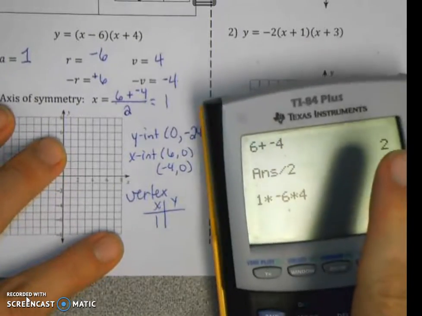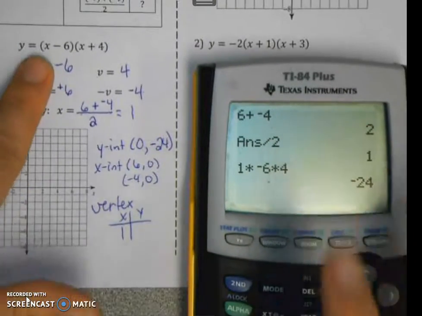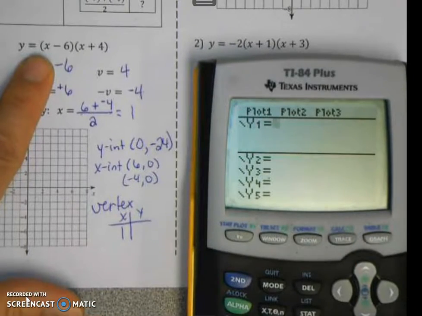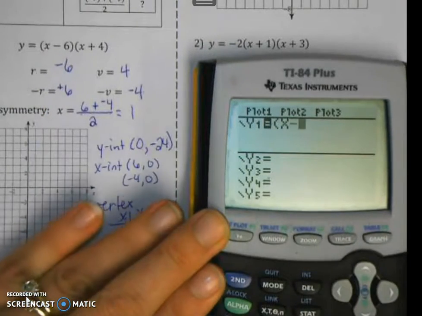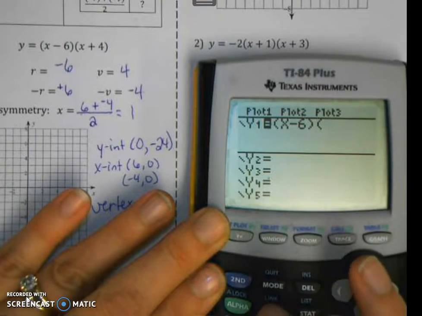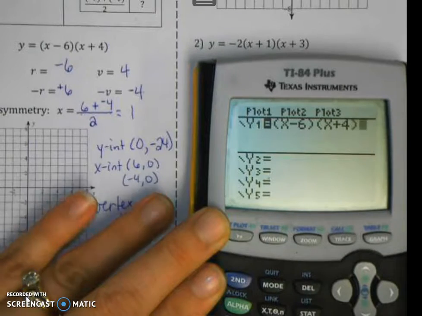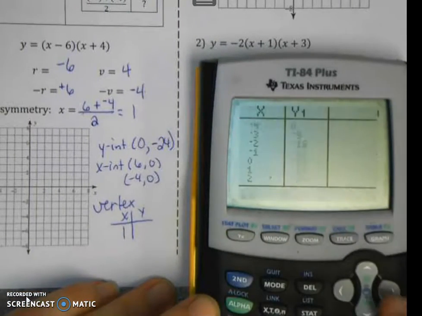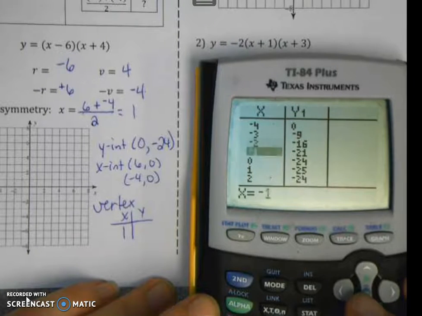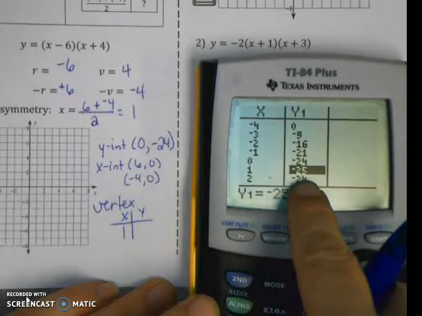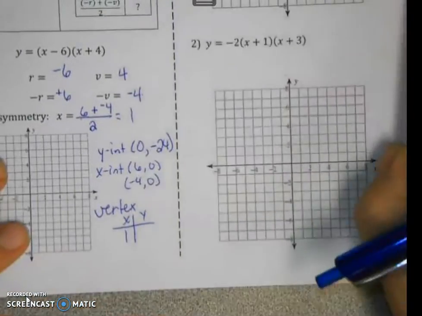Well, I need to type in y equals my original equation. So clear that, parenthesis x minus 6, parenthesis x plus 4. I want to go to my table and look up x equals 1. And -25, there it is. My vertex is 1, -25.